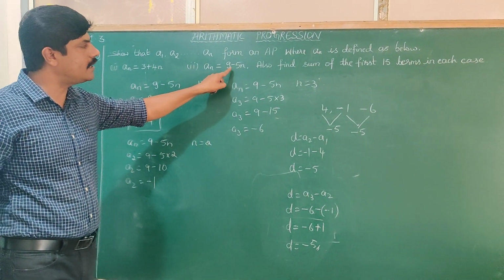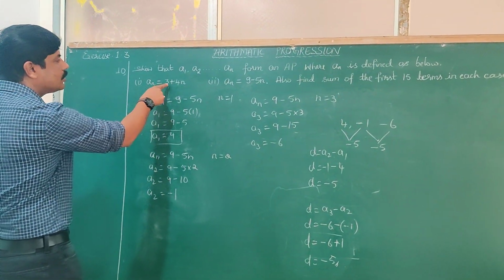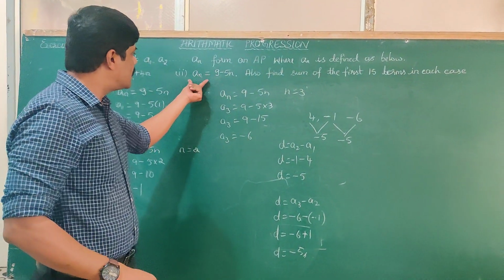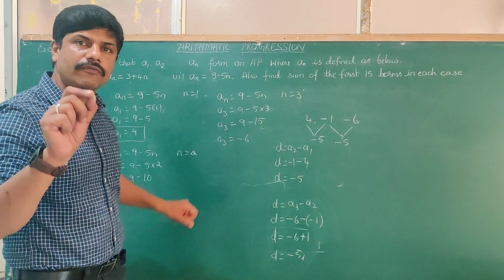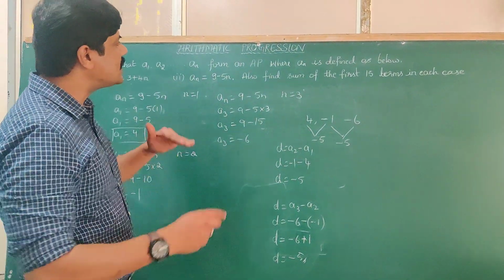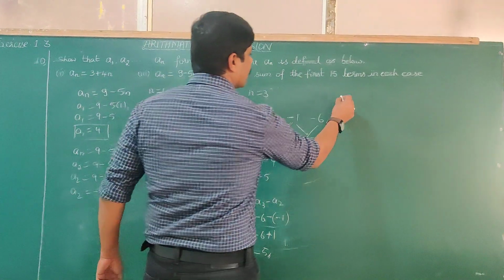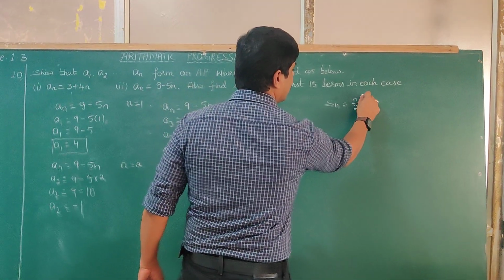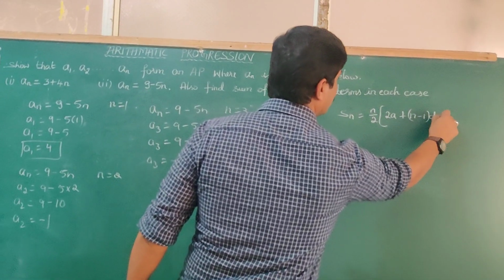An = 9 minus 5n forms an AP. At the same time, an = 3 plus 4n also forms an AP, which we proved. Now the second problem: given an = 9 minus 5n also forms an AP, because we are getting common difference 5. Now once it is an AP, what we have to do? Find the sum of 15 terms. With the same formula, Sn = n by 2 into 2a plus (n minus 1) into d.